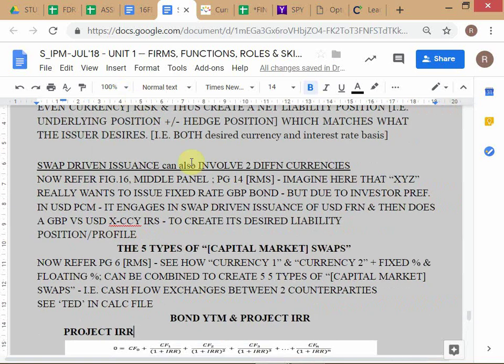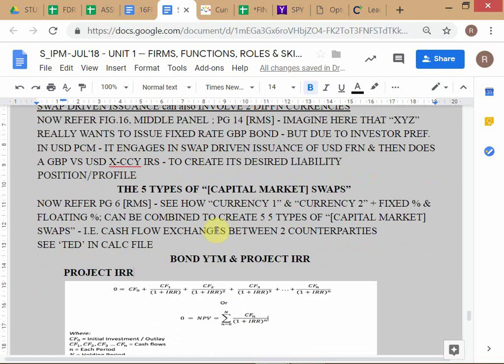We finished. We were dealing with swap-driven issuance. Can you guys on the last bench, can you see, Sina? Yes. You can see. Okay. All right.